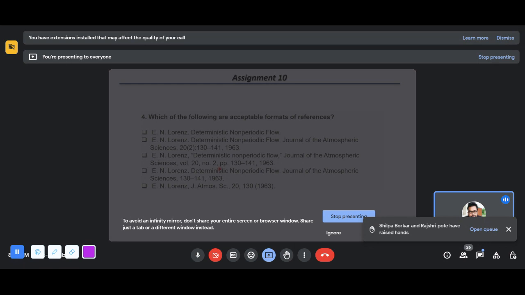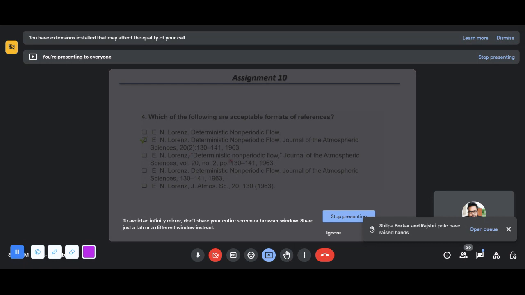which of the following are the accepted formats of references? The first one has only a name and nothing else, so that is not accepted. In the second one, the name of the author is there, the name of the journal is there, and this is the title of the journal paper. This is the name of the journal, then the volume, the number of pages, and then the publishing year. All these things are there, so this is accepted.